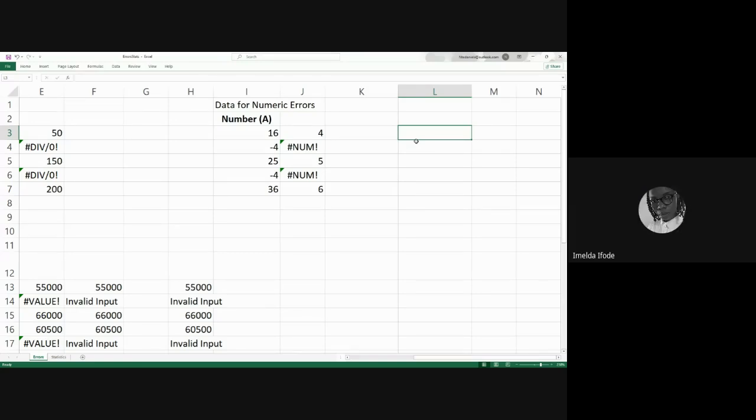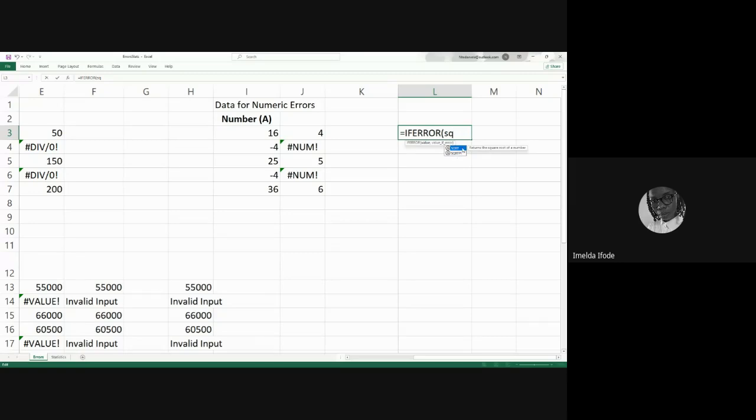Using the IF ERROR. You're going to type equals IFERROR. Then you select cell J3, which has the function that we're working with. Okay, let's do it like this. Instead of selecting this, let's pass in the function. What's our function? Our function is the square root of I3.